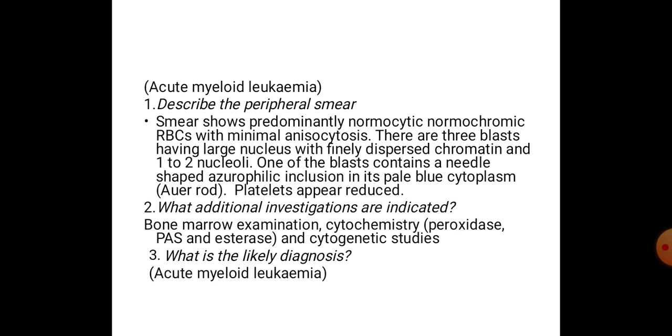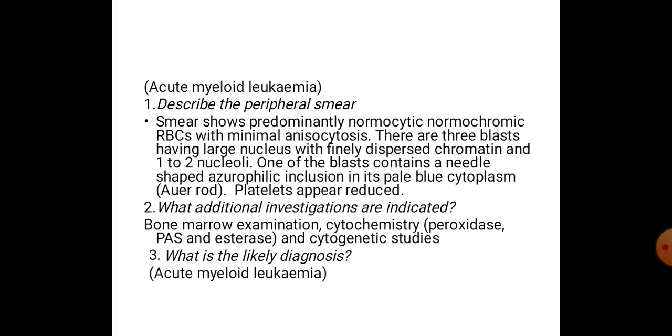The peripheral smear description shows predominantly normocytic normochromic RBCs with minimal anisocytosis. There are 3 blasts having a large nucleus with finely dispersed chromatin and 1 or 2 nucleoli. It can be up to 3 to 4 nucleoli. One of the blasts contains needle-shaped azurophilic inclusions. These are cytoplasmic inclusions. I'm repeating it again.